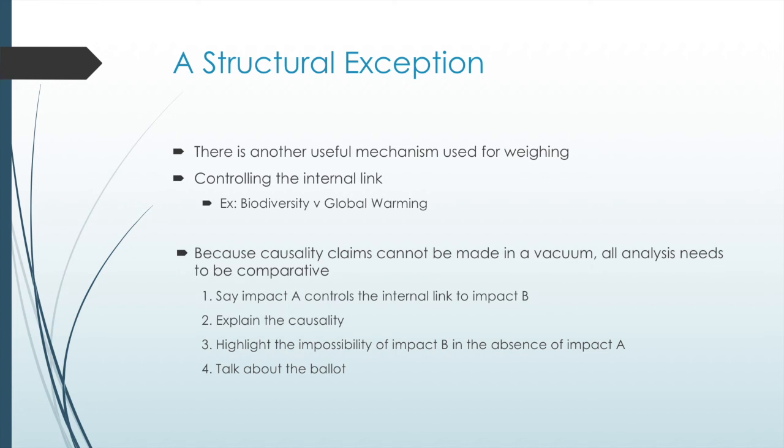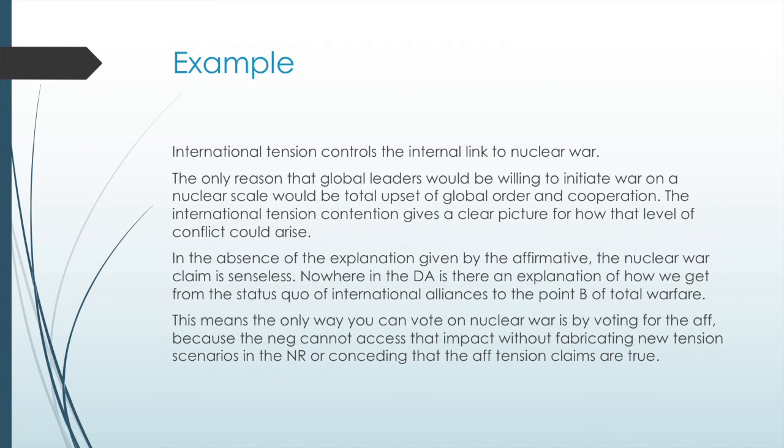So let's look at an example for that one. First, I'm saying international tension controls the internal link to nuclear war. In this scenario, we had one flow talking about how the impact is international tension, and the other flow talking about how the impact is nuclear war. I'm on the side of international tension, so I'm going to make the claim, and it's clear to the judge that I'm making a causality claim. So step 2 is I'm going to talk about that causality.